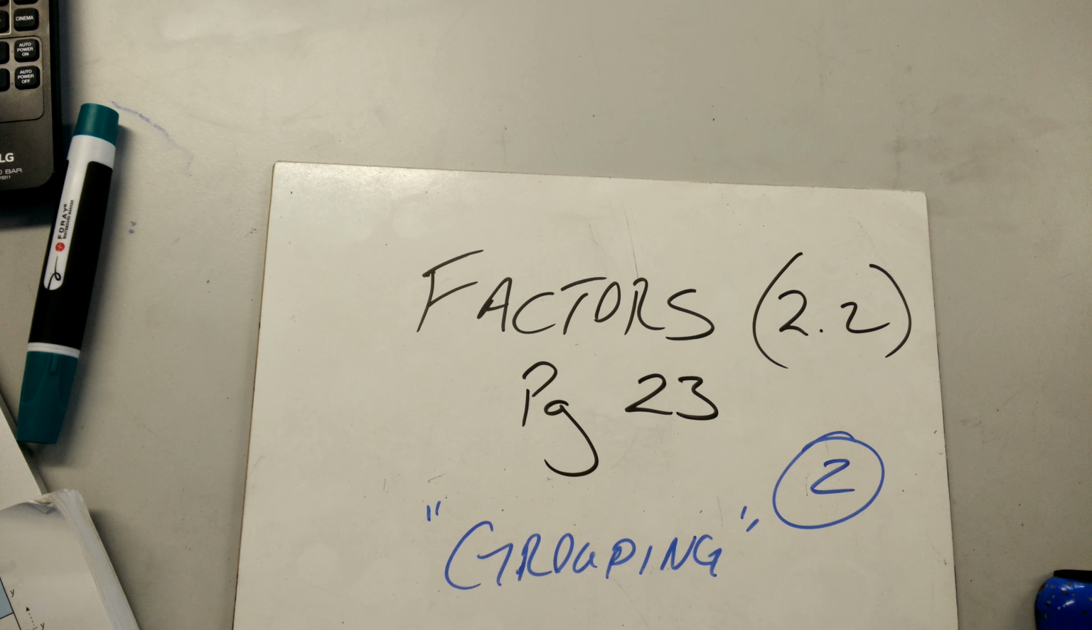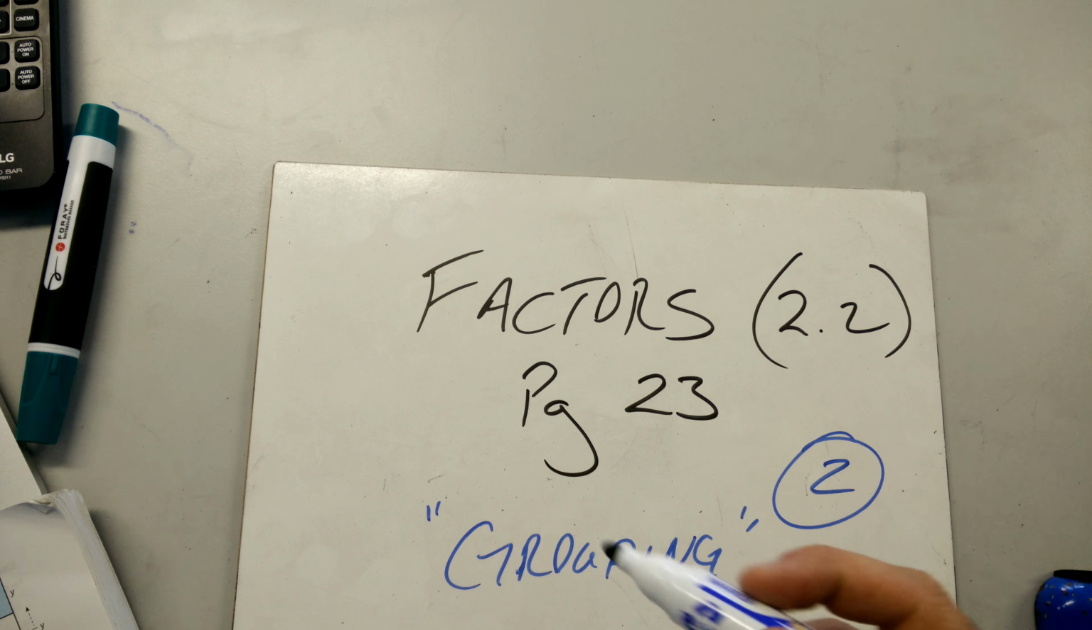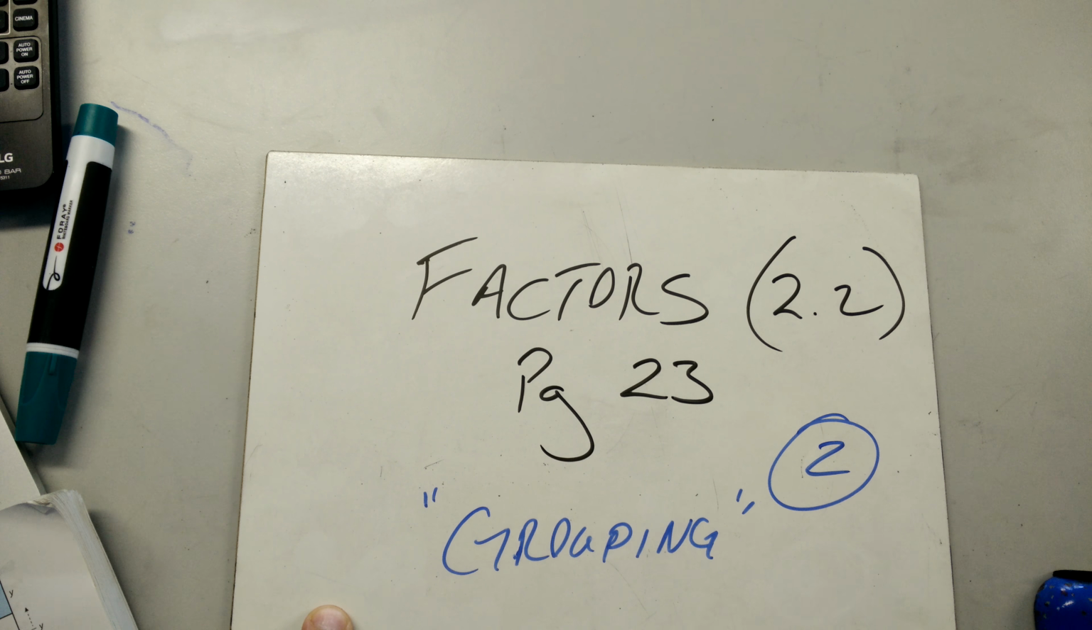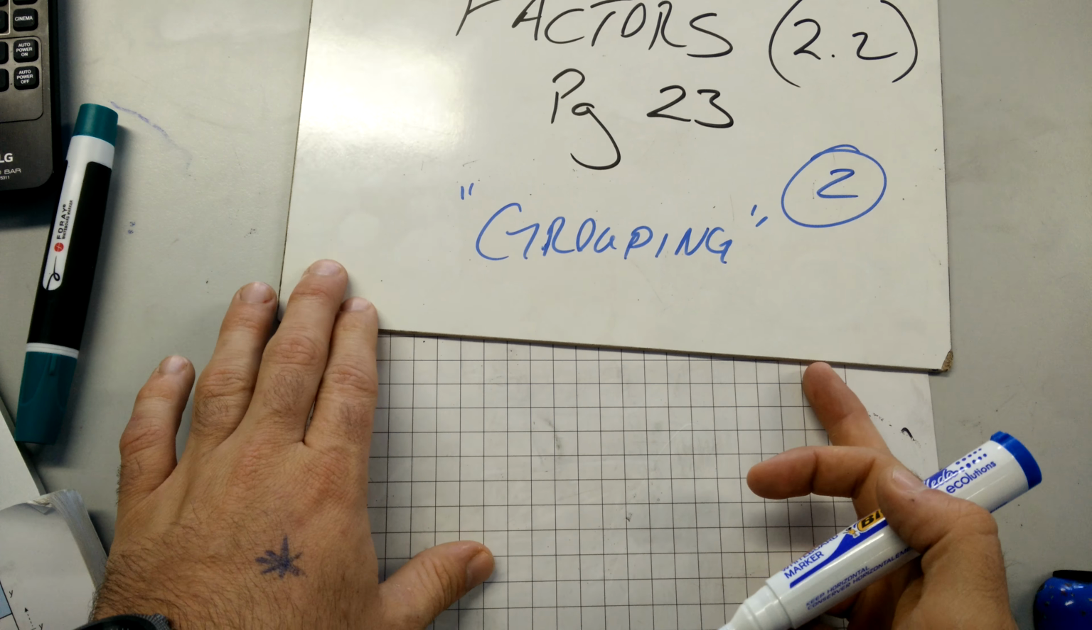Okay, so this is video 2 of the second section of factorizing. Factors is the second chapter in text and text 2. We're on page 23 and we're looking at specifically how to group things. Okay, so in this question we're going to look at something a little bit more complicated.